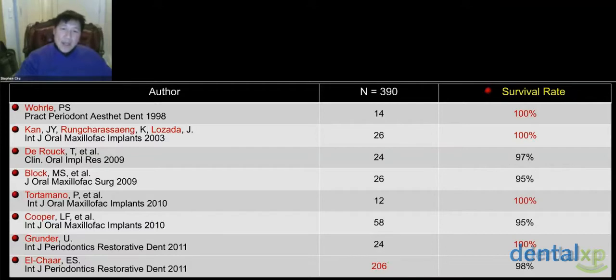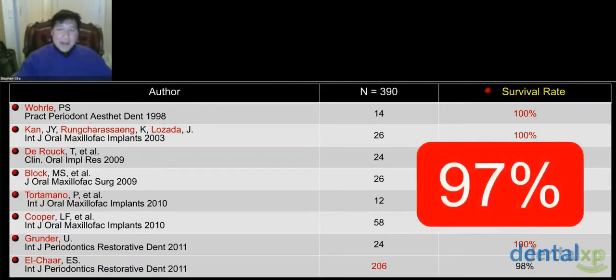So it's very interesting that when you look at all the survival rates, if you add them all together, the mean survival rate reported in the dental literature is about 97%. Now, 97% is equivalent to delayed survival rates, so these numbers are very, very good. The walkaway message is the following: immediate implants don't necessarily compromise the survival rate. They have equivalent survival rates.